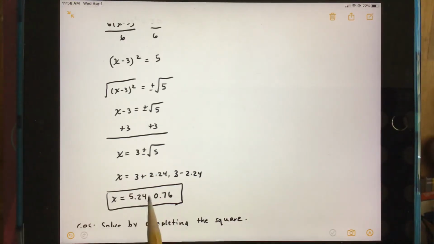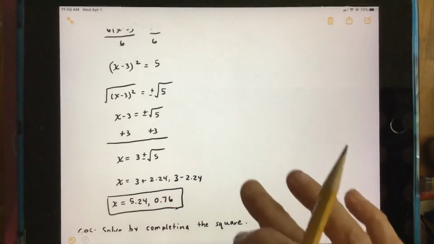Now it's calculator time to figure out what 3 plus the square root of 5 is and what 3 minus the square root of 5 is. So here I have written down the approximation for the square root of 5, worked out both of these computations here to arrive at x is 5.24 or 0.76.